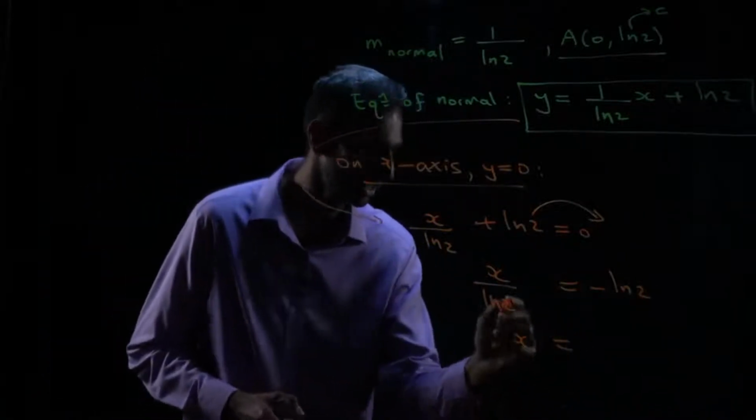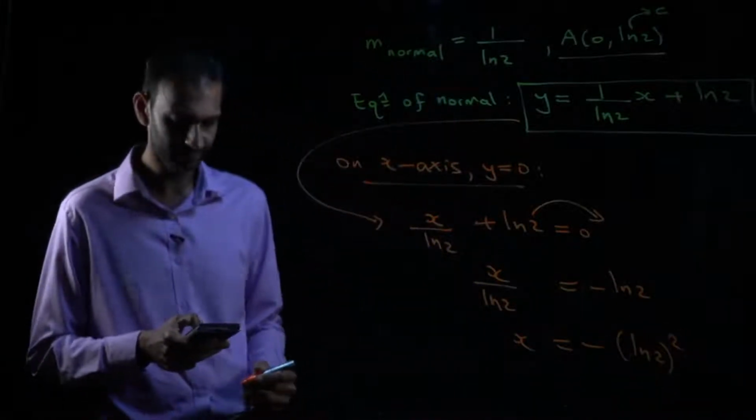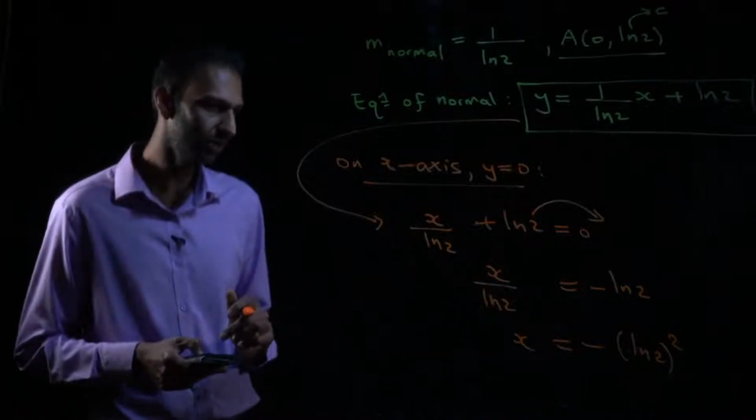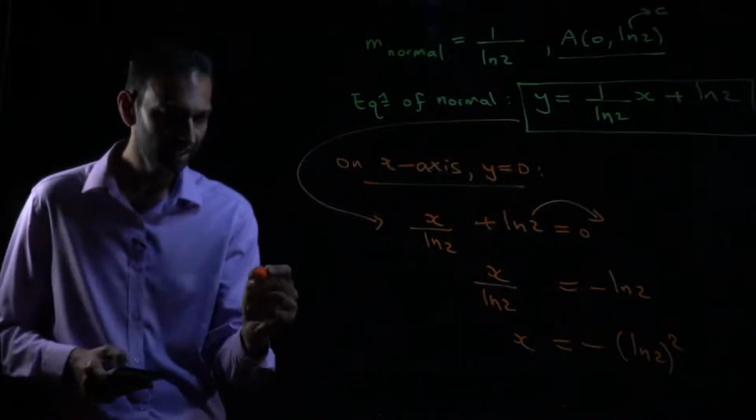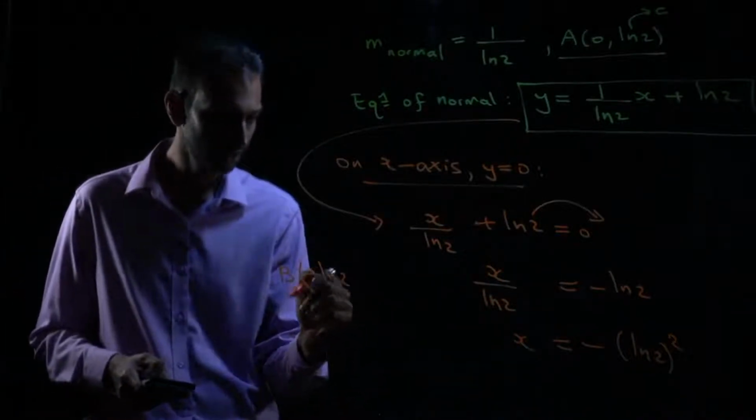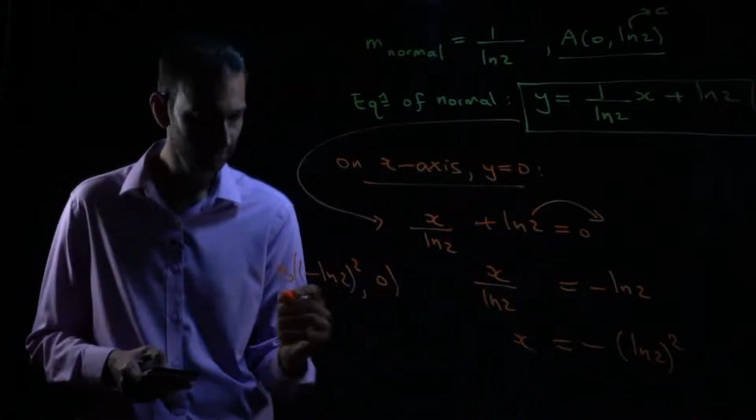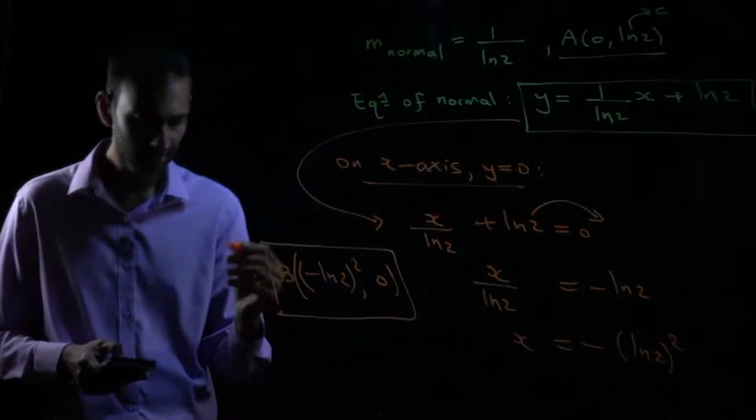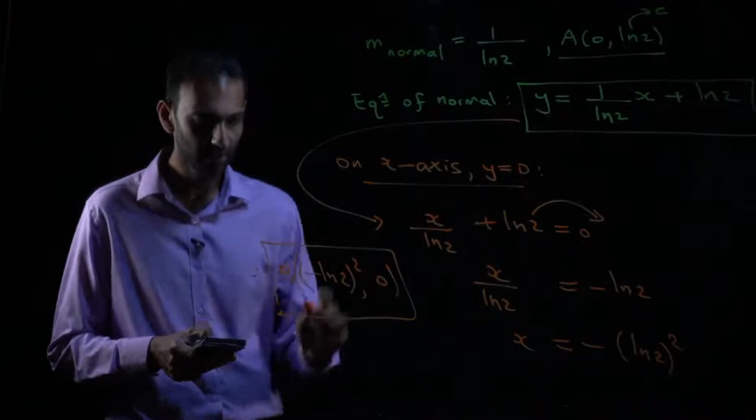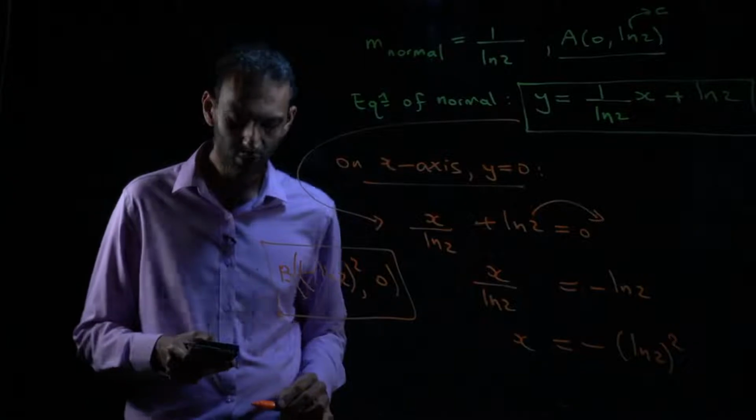Cross multiplication, ln 2 times ln 2 is minus ln 2 squared. That's the x coordinate of the point B. So therefore, the final step, point B is (minus ln 2 squared, 0). So that's the coordinate of B, which is minus ln 2 squared and 0. We've already got the coordinate of B.